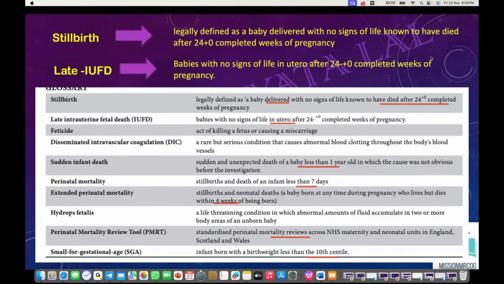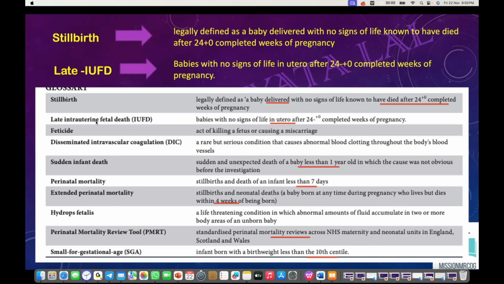First, you should know the definitions that these new guidelines give. The definitions will not be that important for part 3, but for part 2 they are very important. Now, what is a stillbirth? Stillbirth is legally defined as a baby born with no signs of life after 24 completed weeks of pregnancy. Stillbirth means the baby is born.